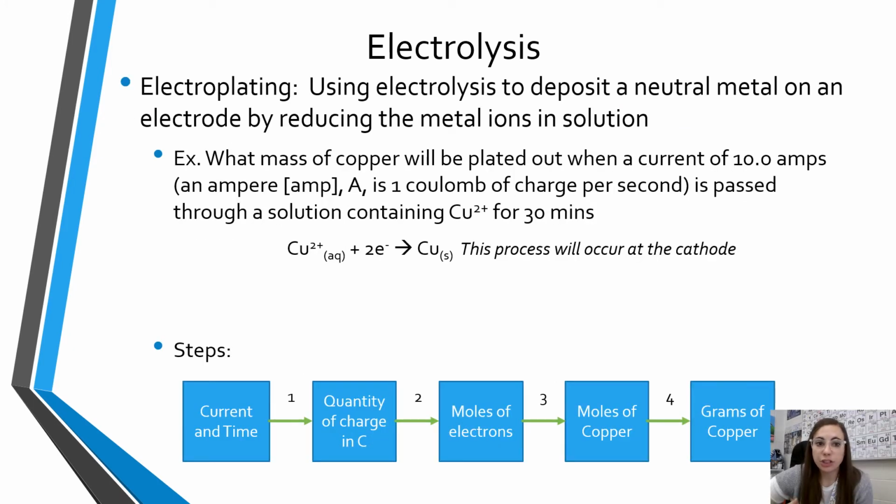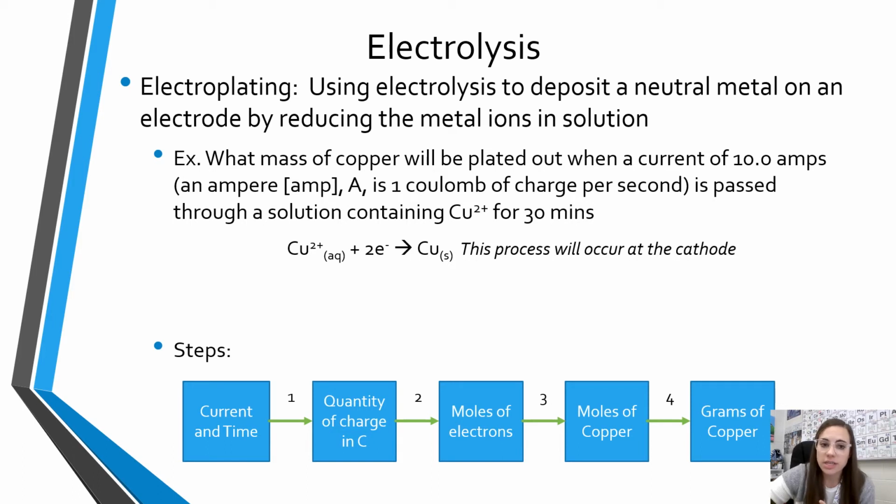So as we just mentioned, electroplating is using electrolysis to deposit a neutral metal onto an electrode by reducing those metals that are in solution. So we're running a reduction reaction, causing aqueous ions to plate onto the electrode. We can actually calculate exactly how much we can plate, or how long it would take to plate a certain amount, as long as we have our time and our current.